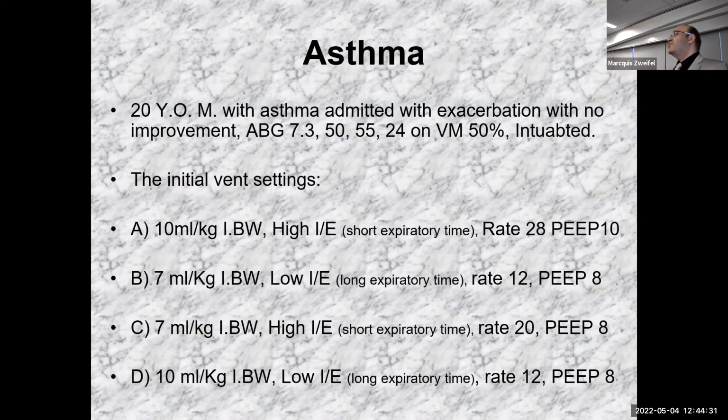Okay, asthma, and same for COPD. So a 20-year-old man with asthma admitted with exacerbation with no improvement, ABG 7.30, 50, 55, 24, on Venturi mask, 50%, intubated, initial vent settings. Okay, we talked about that briefly yesterday. Let me concentrate on that when we were reviewing the question for the vent setting for COPD. So we said asthma and COPD, the problem is in the lung parenchyma or the airway? Is the problem more in inspiration or expiration? And do you remember the example we used yesterday for obstructive lung disease? What was the example?